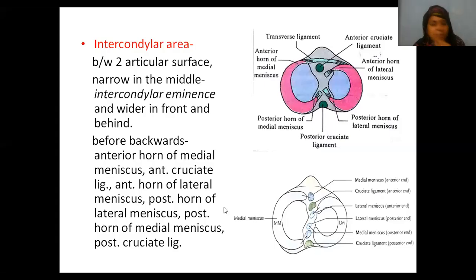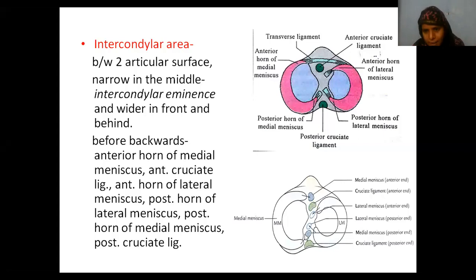Now see here, beta, we were talking about the intercondylar area, isn't it? So in the intercondylar area, what do we have? See, Medical College London, London Medical College, you remember that, it becomes easy. Anterior horn of medial meniscus, anterior cruciate ligament, anterior horn of lateral meniscus.